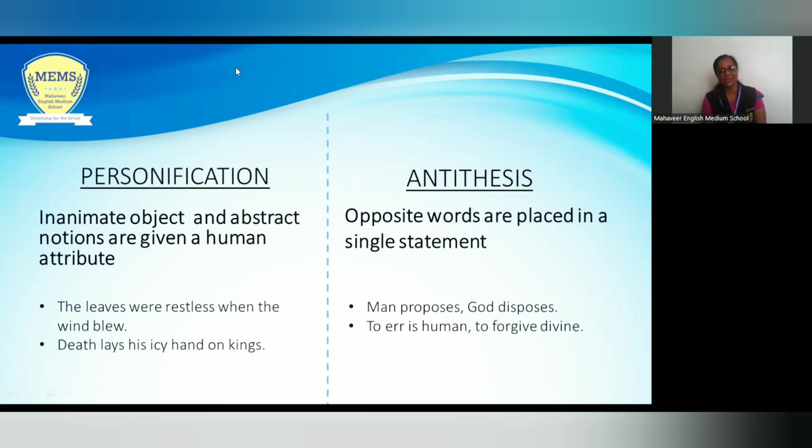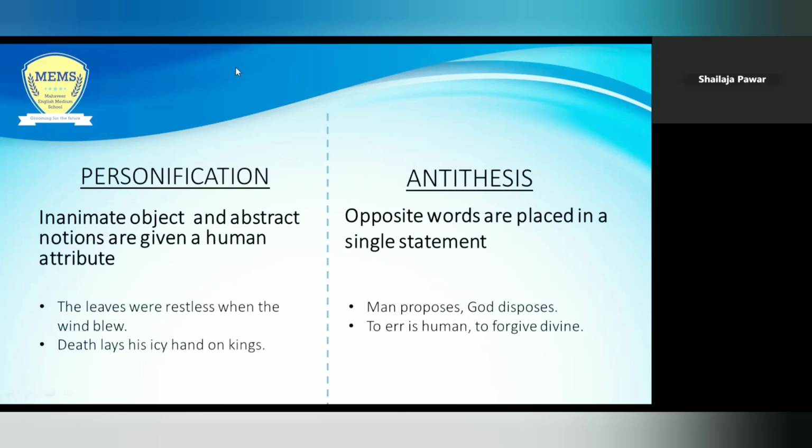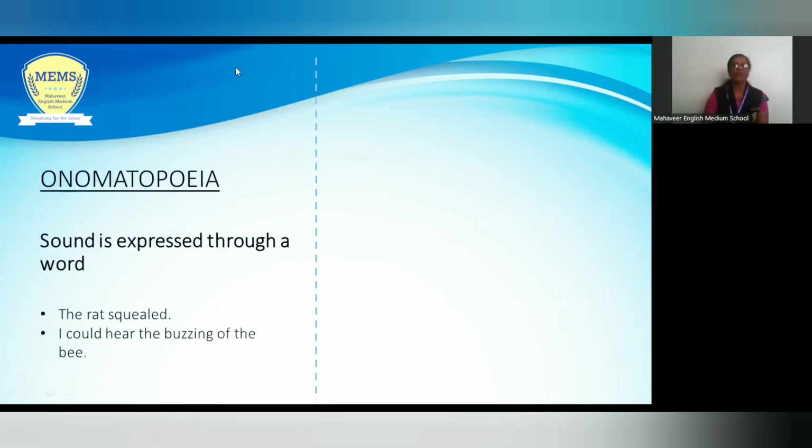We come to the next. To err is human, to forgive divine. So we have opposite words over here, human and divine, and hence it is termed as antithesis. I hope you are with me and following what I am trying to teach. We go to the next.